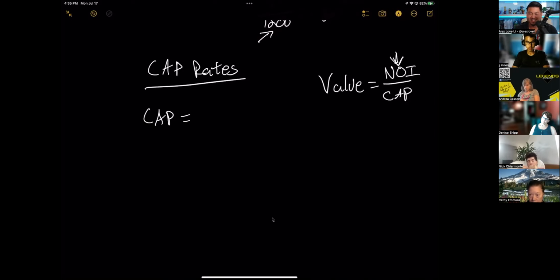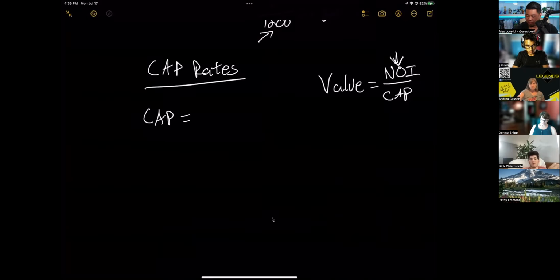Equals what? We're all just doing simple math. I'm just teaching you guys how to move numbers around when you're looking at this. The definition of cap rate is, okay, yes, there you go. NOI times the value.